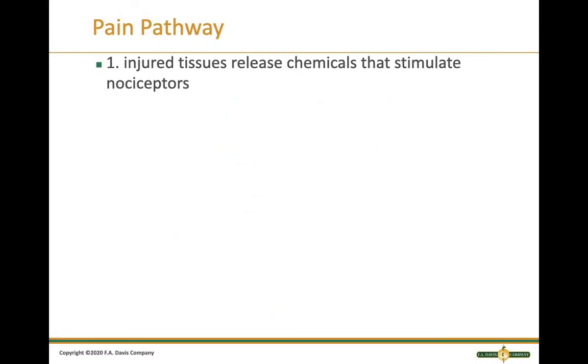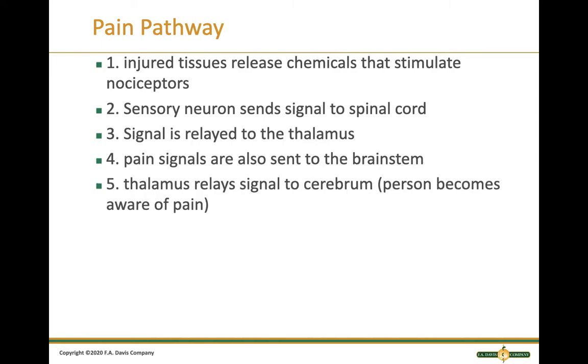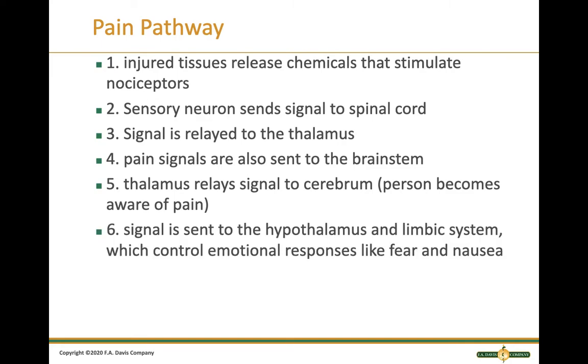Alright, so to review, the injured tissues are going to release chemicals that stimulate the nociceptors. The sensory neuron is going to send that signal to the spinal cord. Then in the spinal cord, it's going to go two places at the same time. The signal is going to be relayed to the thalamus. It's also going to be sent to the brainstem, to the reticular formation. Then the thalamus is going to relay that signal to the cerebrum. And that's when you become aware of the pain. And at the same time, the signal is sent to the hypothalamus and the limbic system. These control emotional responses like fear and nausea.